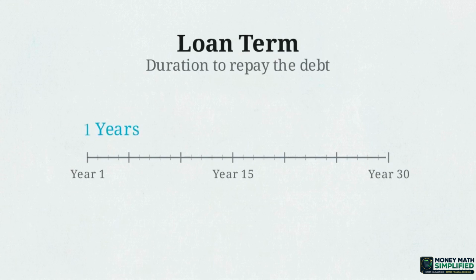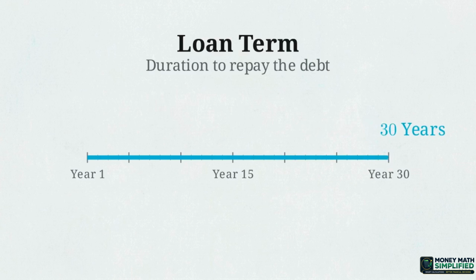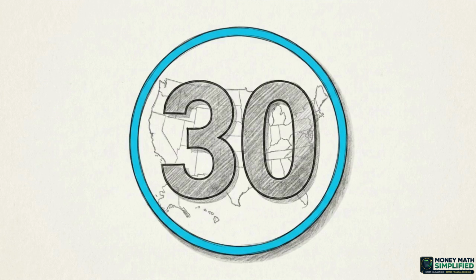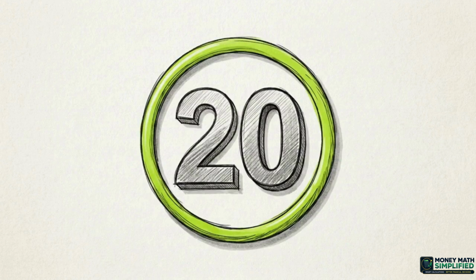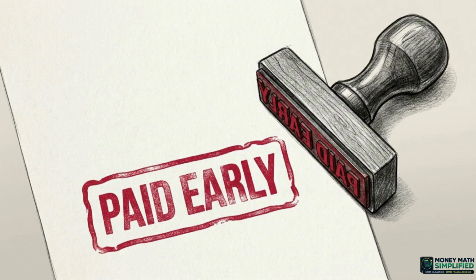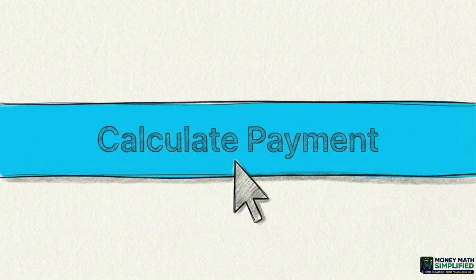This is simply the total number of years you are allotted to repay the debt. In the United States, the standard mortgage term is 30 years. However, lenders often offer 15-year terms and 20-year terms for more aggressive payoffs. For our example, enter 30 years, then click the Calculate Payment button.